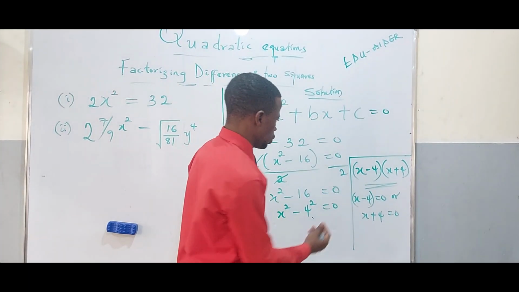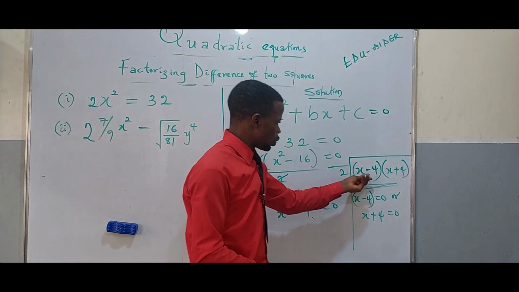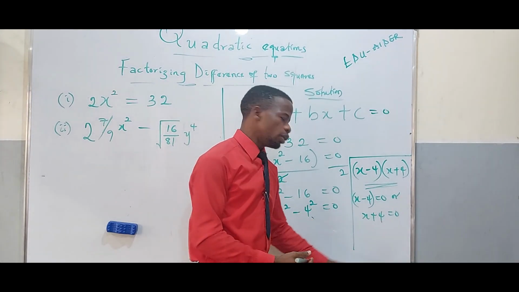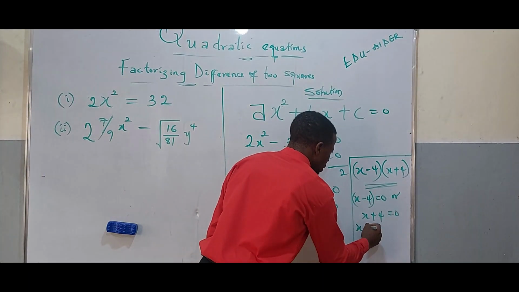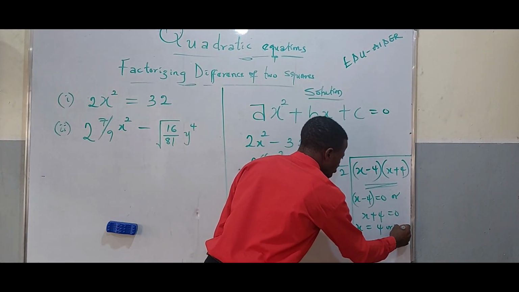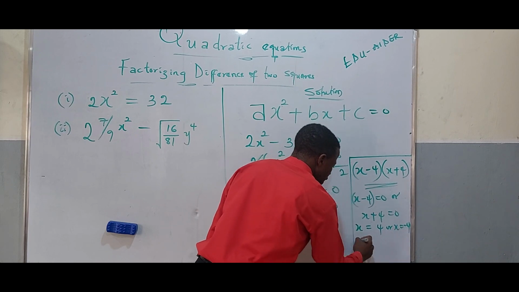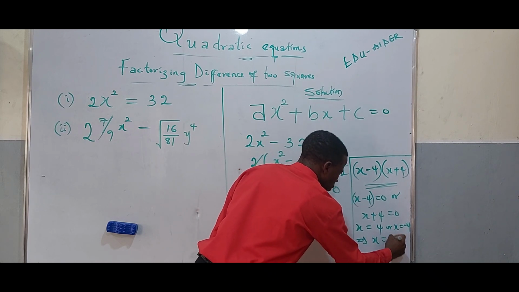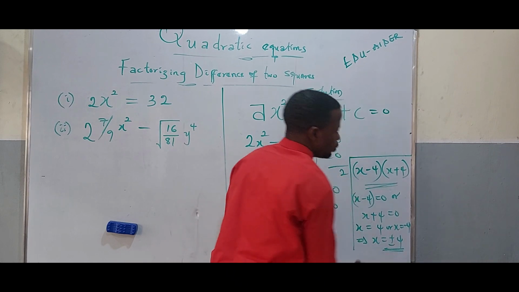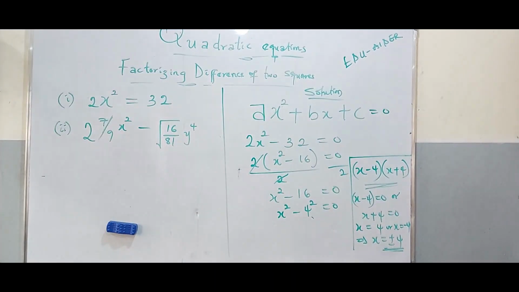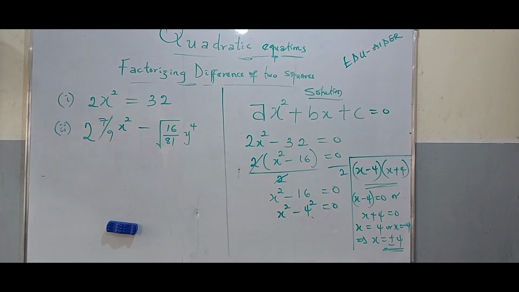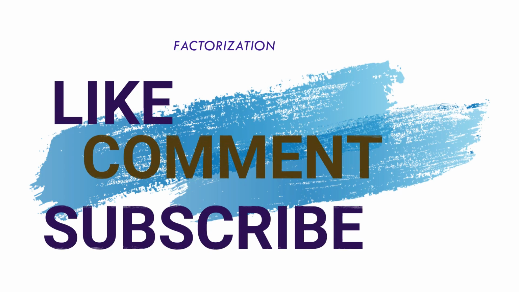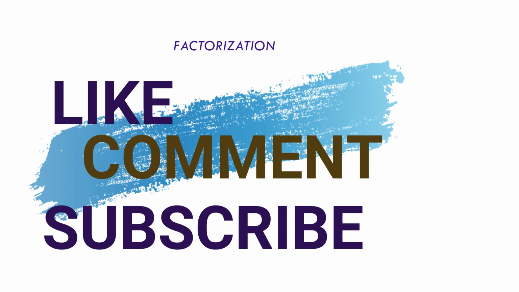But for the roots, here we have, equate each of these factors to 0. Then from here, x can be equal to 4, or x is equal to minus 4. That implies that x is equal to plus or minus 4. We have solved that question. Do you get it? That is as direct as that. Let's solve the next question very fast.